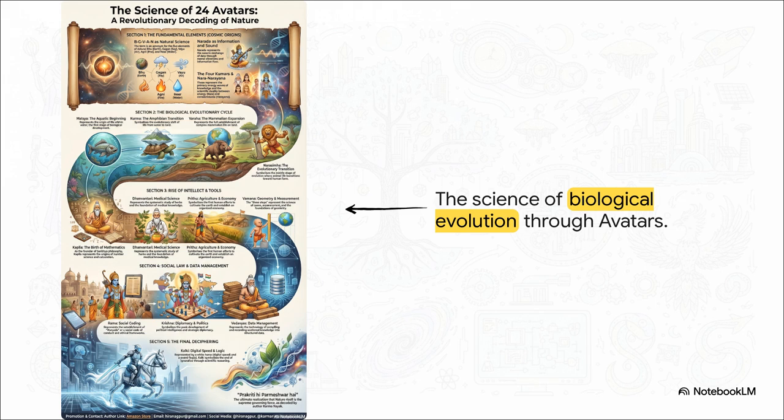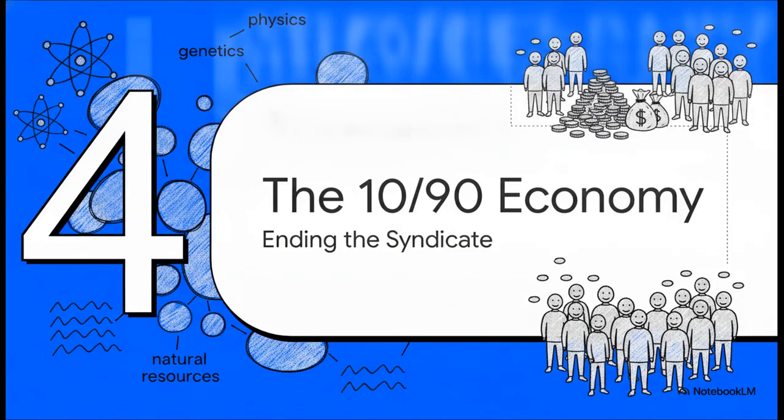Instead, Kalki represents the digital speed of artificial intelligence, the white horse, and the sharp sword of genetic science. It's described as a final upgrade in human consciousness, aimed at rebooting the corrupted historical system through logic and hard data. All right, let's zoom out to society in Section 4, the 1090 protector economy, and ending the predator syndicate.